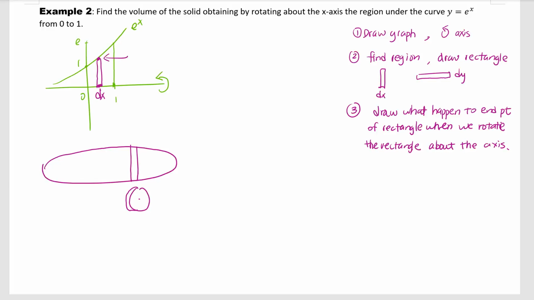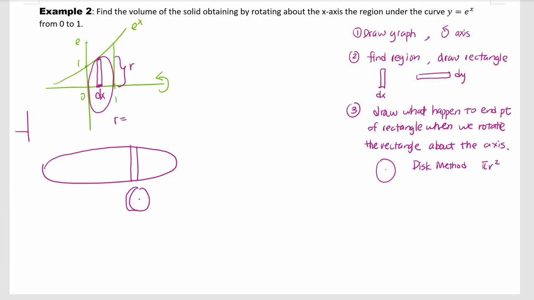And what happened to this endpoint when you rotate about the x-axis? We get a circle, right? So if you see a circle, then it's gonna be the disc method. Then we know the area of a circle is pi r squared. So in this case, what is r? Well, r is from the point on the circle to the center, right?